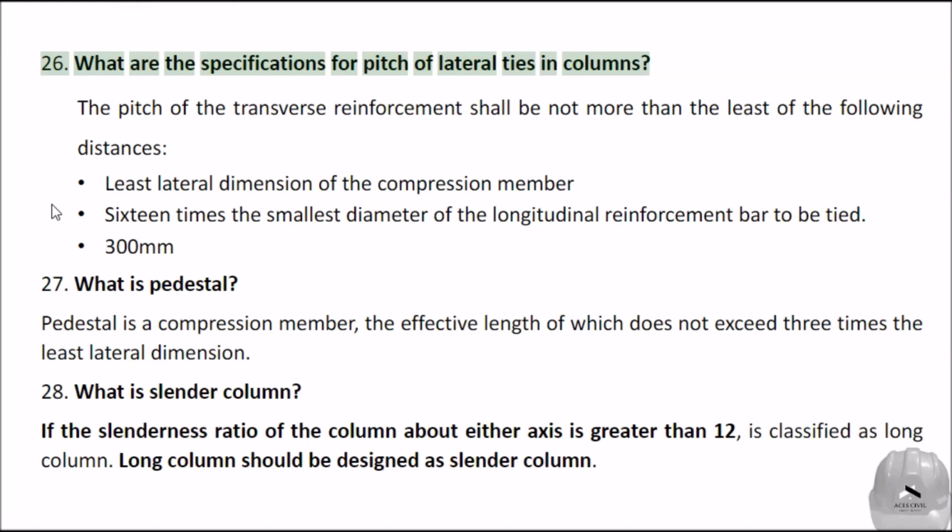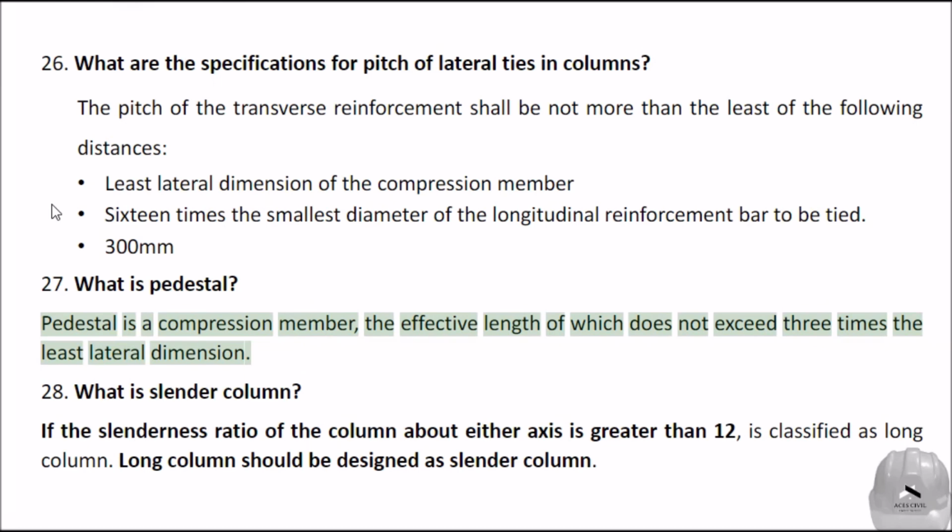What are the specifications for pitch of lateral ties in columns? The pitch of the transverse reinforcement shall be not more than the least of the following distances: least lateral dimension of the compression member; 16 times the smallest diameter of the longitudinal reinforcement bar to be tied; 300 mm.